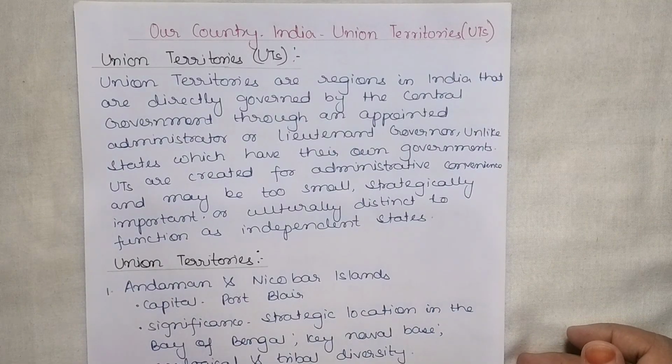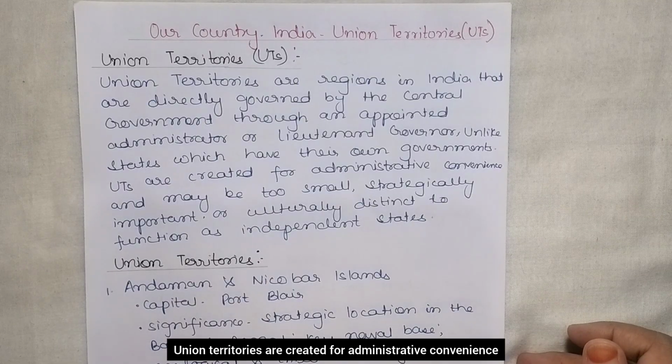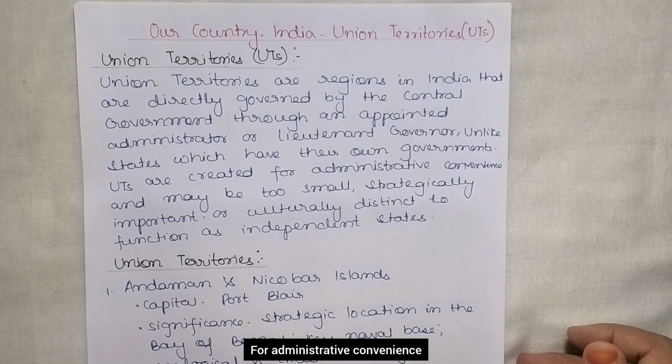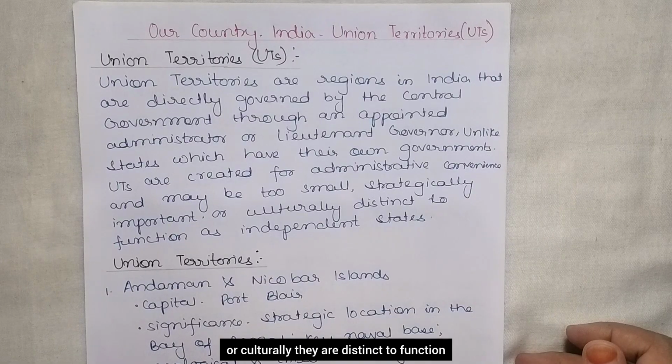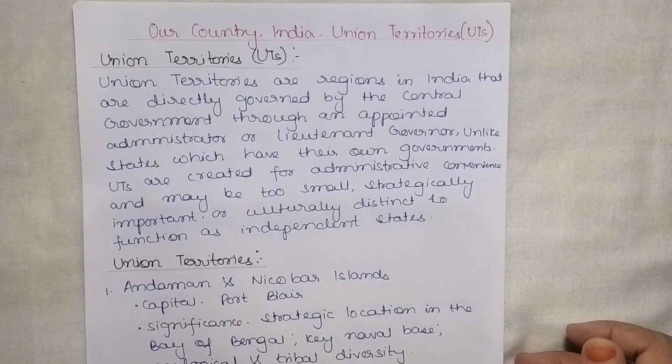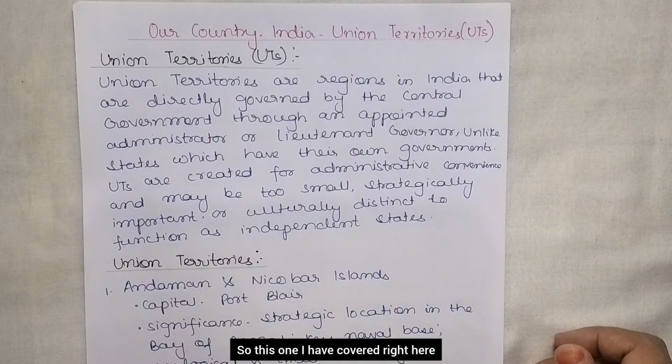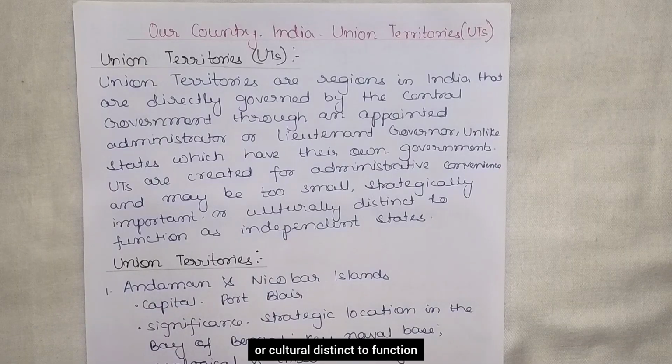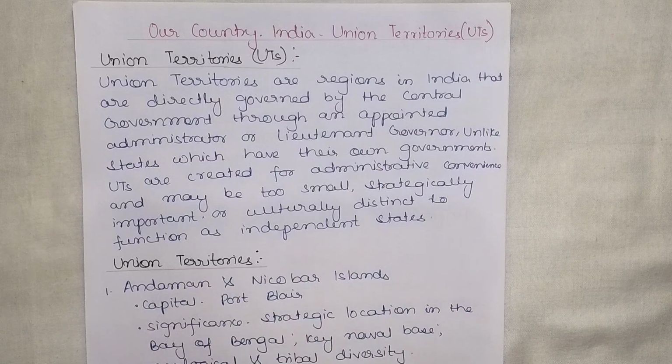administrator. Union territories are created for administrative convenience. Now, why are they created? For administrative convenience, okay? Maybe the area is too small, or strategically they are important, or culturally they are distinct, to function as independent states. So that's why union territories are created. So, what are union territories and why are they created? I have covered this: they may be too small, strategically important, or culturally distinct to function as independent states. That's why union territories are created, right? So this is union territory.